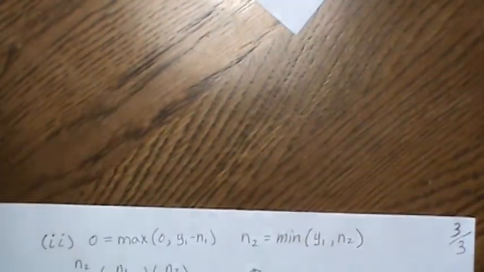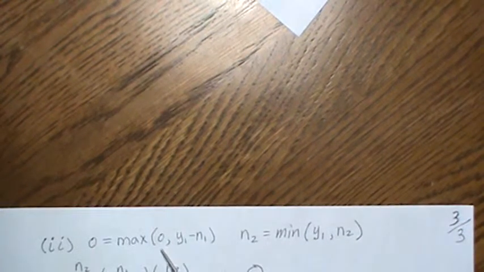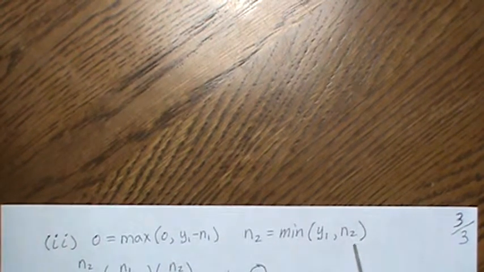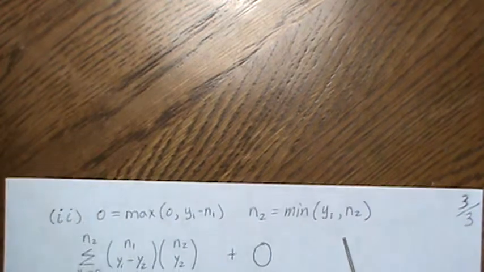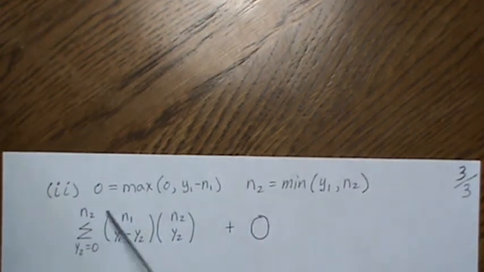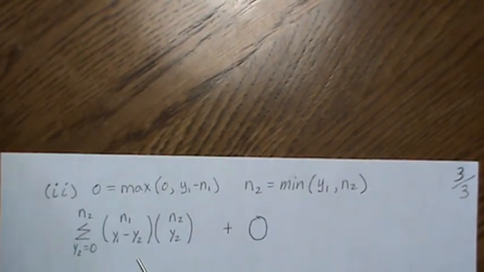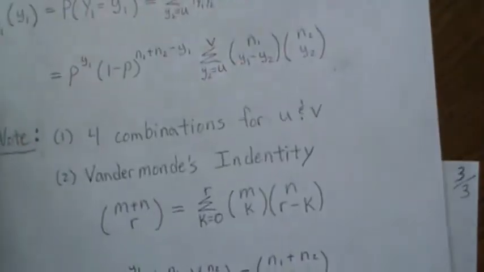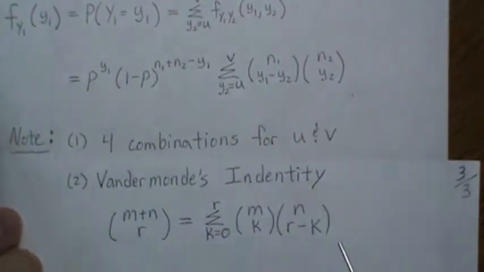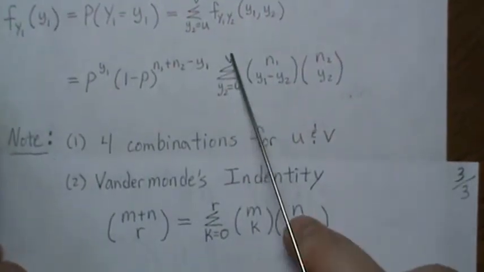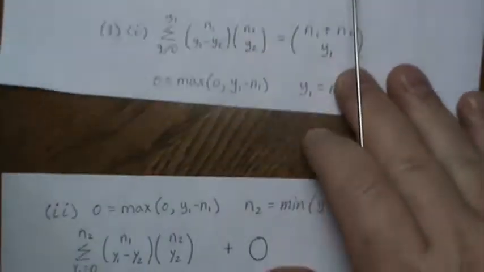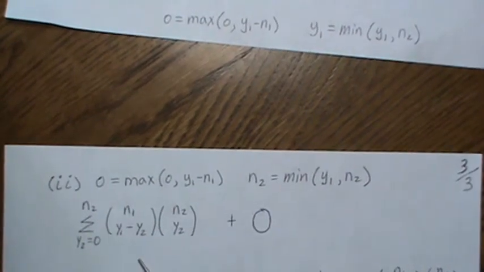So this simplifies to this when we're in this case here. So now let's look at the next case where the max is 0, but the minimum over here is N2. So we plug in 0 and N2, and it's this right here. This is what we're summing. So if you look back here, we're summing this, but we plug in the next case for U and V, which is 0 and N2.